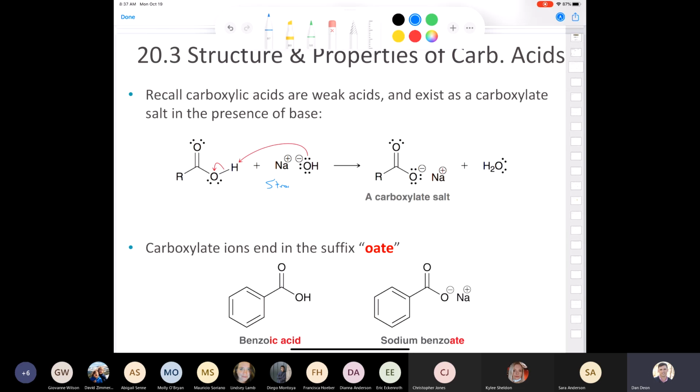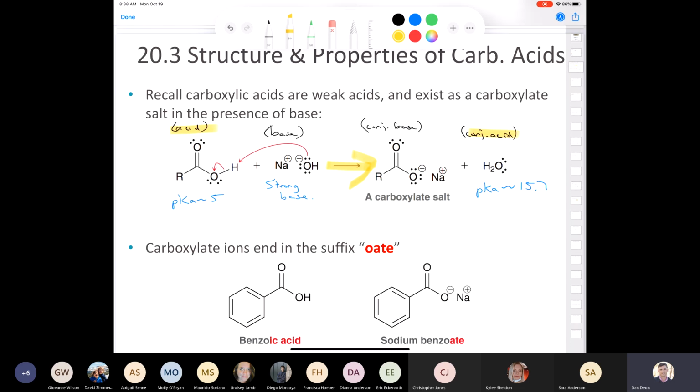So sodium hydroxide is a strong base. The pKa of a carboxylic acid is around 5, and the pKa of water is around 15.7. So if this is our acid and this is our base, this is our conjugate acid, and this is our conjugate base, well, the equilibrium is always going to lie to the side of the weaker acid. And so the equilibrium is going to lie to the side. You're going to get total deprotonation of the carboxylic acid by that strong base.